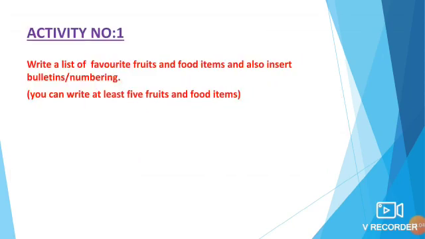Okay, next you have two activities. First one, write a list of favorite fruits and food items which you like. Okay, and you have to present it in bulletins or numbering. Okay, so you have to use the bulletins which I have shown here. Okay, those different styles I showed you, right? So that alone you have to use. Okay, and you can write at least 5 fruits and food items. Okay children, it will be easy only. You can use it in the note.